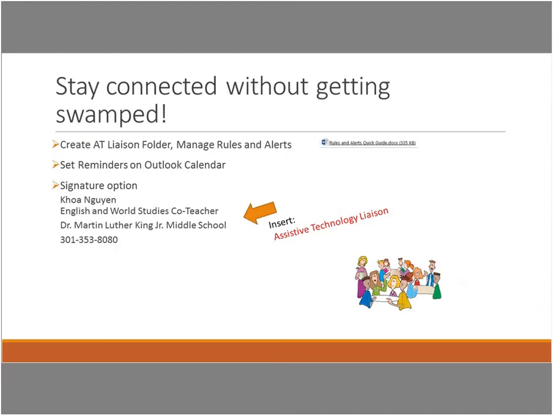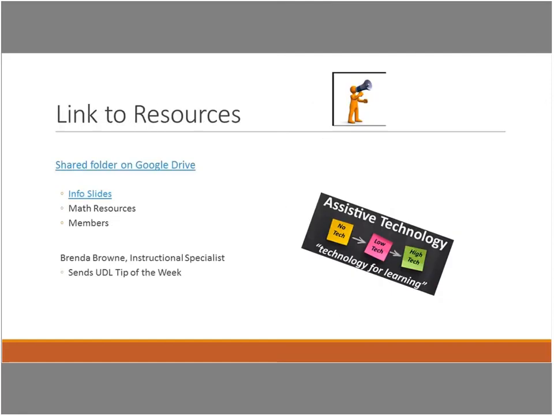is great. You may want to set up Outlook reminders on your calendar about when you're going to send information out to your people in your building. And don't forget to put your signature option, and you can insert that you are an Assistive Technology Liaison. Be proud. Links to our resources that I was talking about.